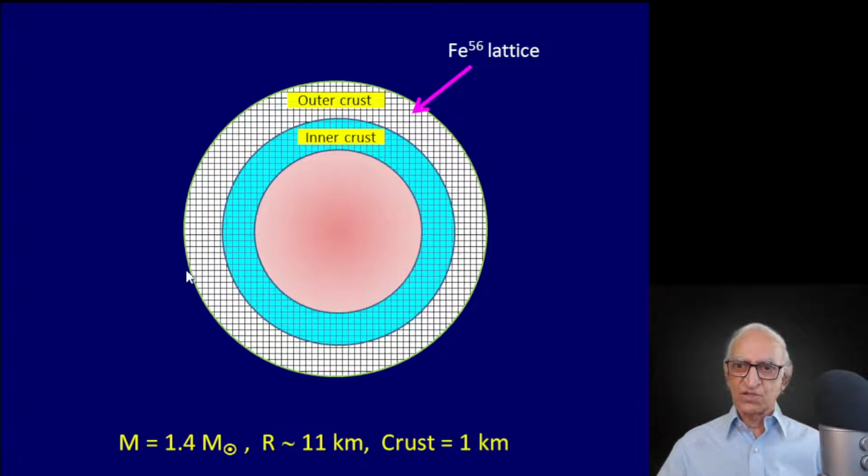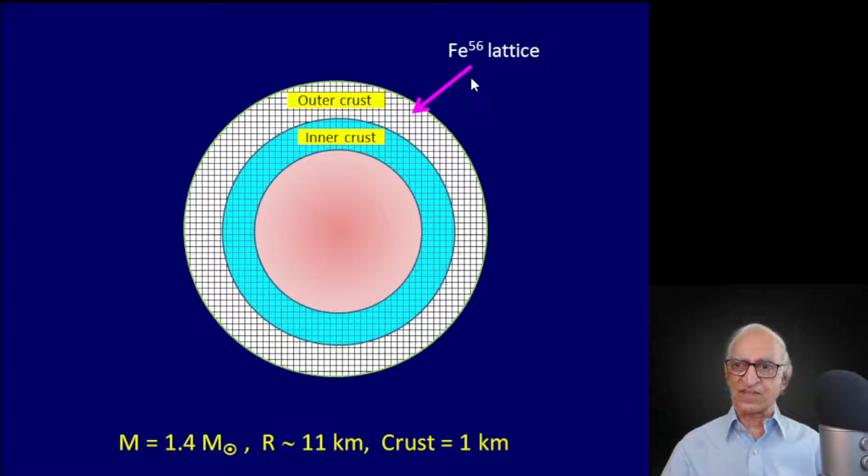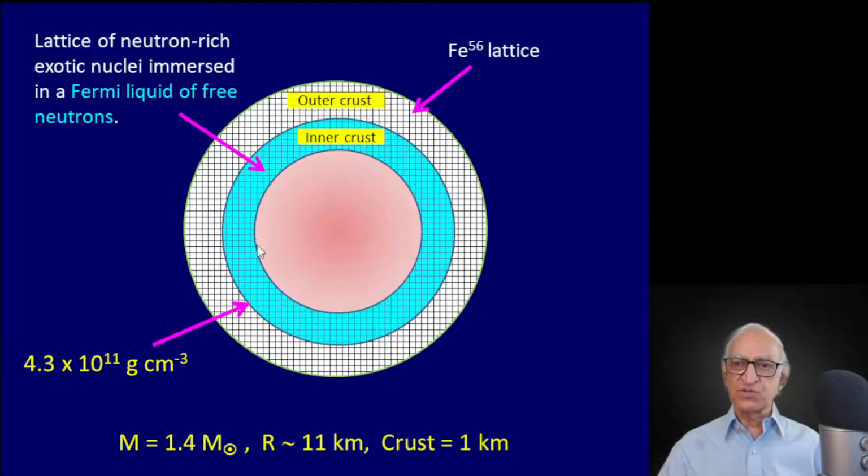Let's see this pictorially. So what I have said so far is the following. The outer 1 kilometer is a solid crust with a relativistic electron gas. The lattice is an iron-56 ferromagnetic lattice. As you go further in, beyond a density of 4.3 times 10 to the power 11 grams per cubic centimeter, matter gets neutronized so much that neutrons pop out of the nucleus, and you will have a Fermi liquid of free neutrons. That is what I've indicated by this blue shading over there. So the lower part of the crust consists of a solid with a degenerate relativistic gas of electrons, and a degenerate gas of neutrons which have dripped out of the nucleus.